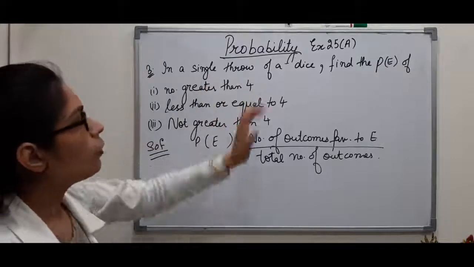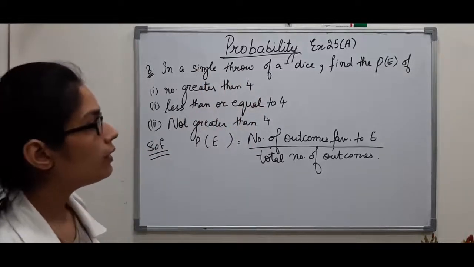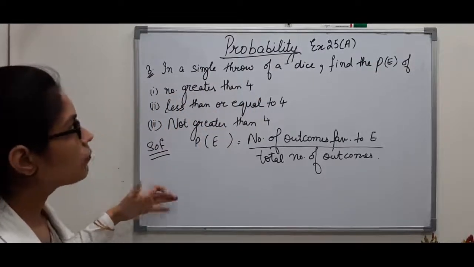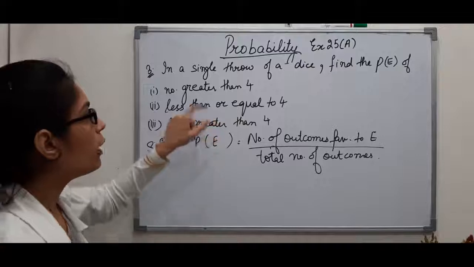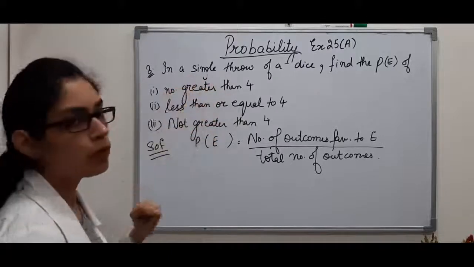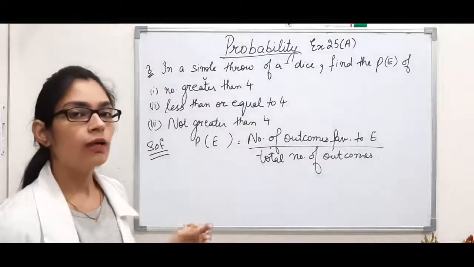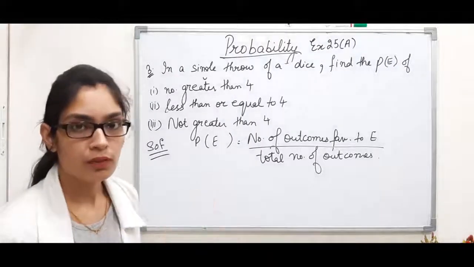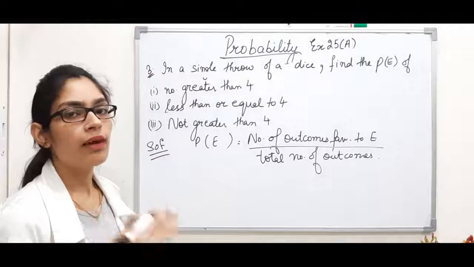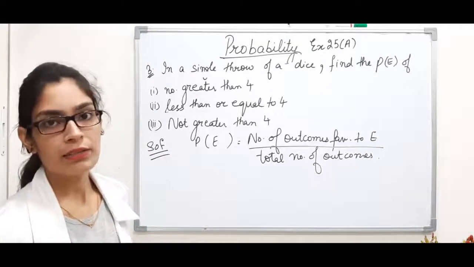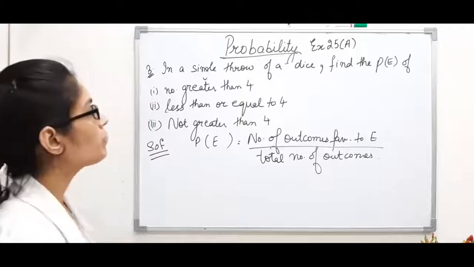In a single throw of a dice, find the probability of a number greater than 4. So 3 parts they have given us. First of all, we need to understand what the sample space is and how we will create a sample space. Sample space means, in order to find the total number of outcomes, how to find that. Actually, the total number of outcomes or their arrangement is known as the sample space.